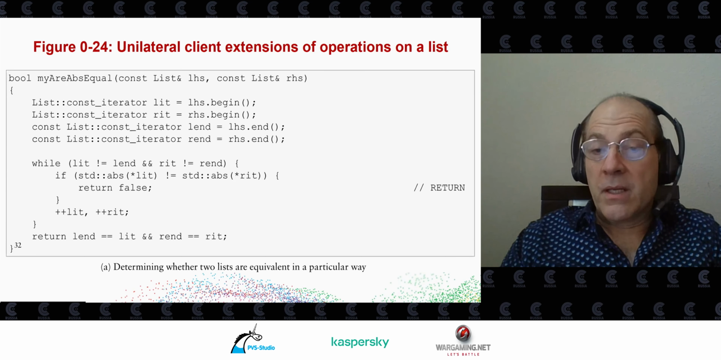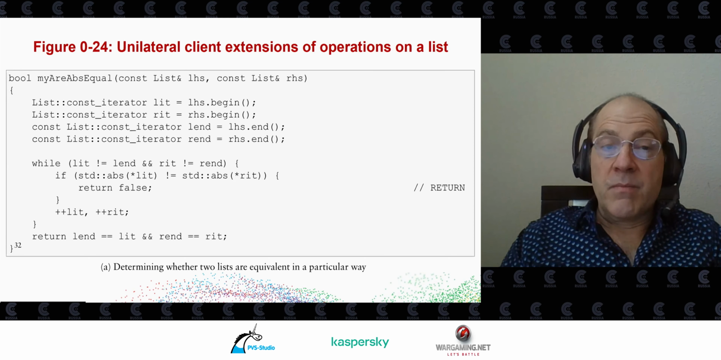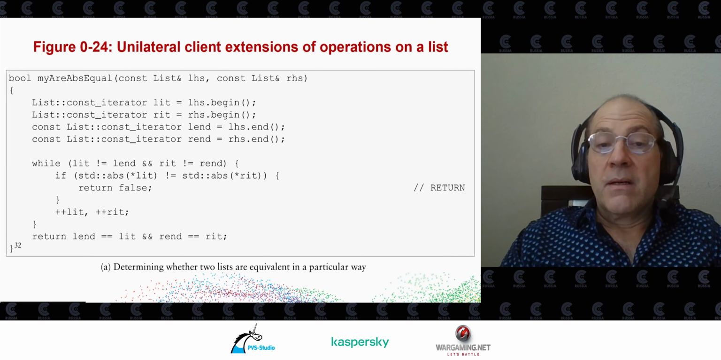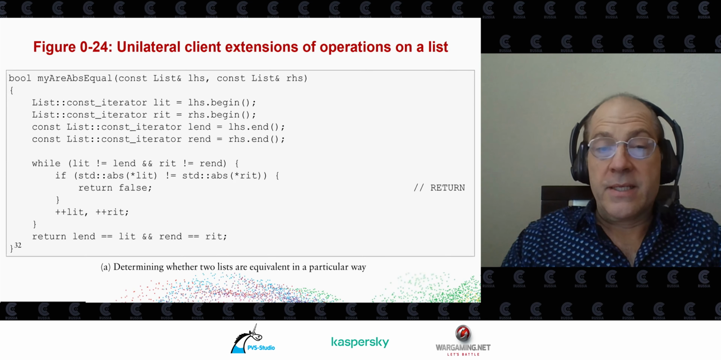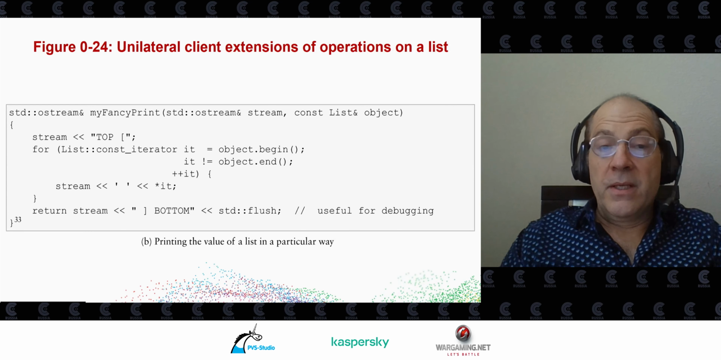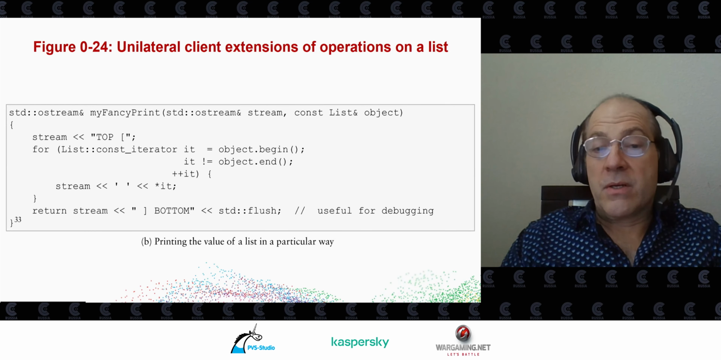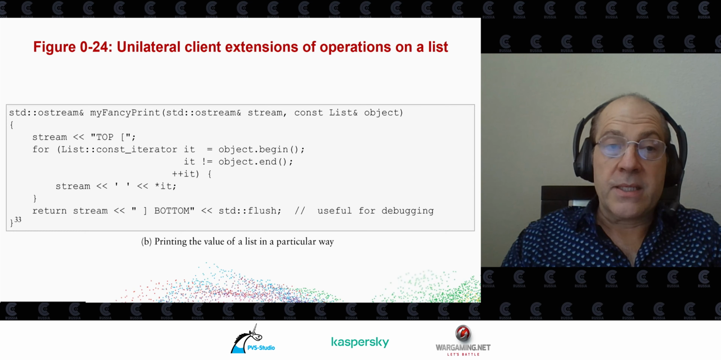This is known as the open close principle, and iterators can be used to write functions such as myAbsEqual, which I'm showing here. And again, I'm showing code. I don't expect you to read the code. It's more of a cartoon, but I just want you to see it there and know that it exists. Another example is maybe we want to print out things in a certain way. Well, by using an iterator, we can print something any which way we want, and we don't have to go in and write a custom print statement every time we need something new.